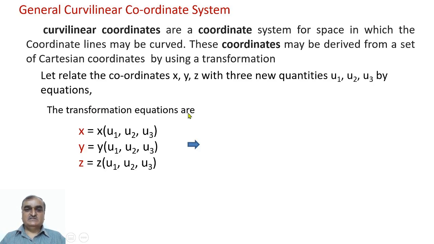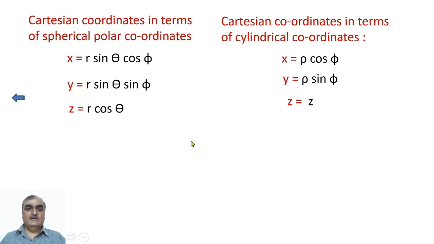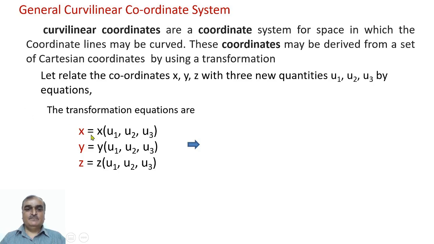The transformation equations are for the general curvilinear coordinate system. We may write the transformation equation like this: xyz in terms of these new coordinates u1, u2, u3. In the same way as in previous lectures, we obtained Cartesian coordinates xyz in terms of spherical polar coordinates r theta phi, and xyz in terms of cylindrical coordinates rho phi z. In the same way, xyz in terms of the general coordinates u1, u2, u3.